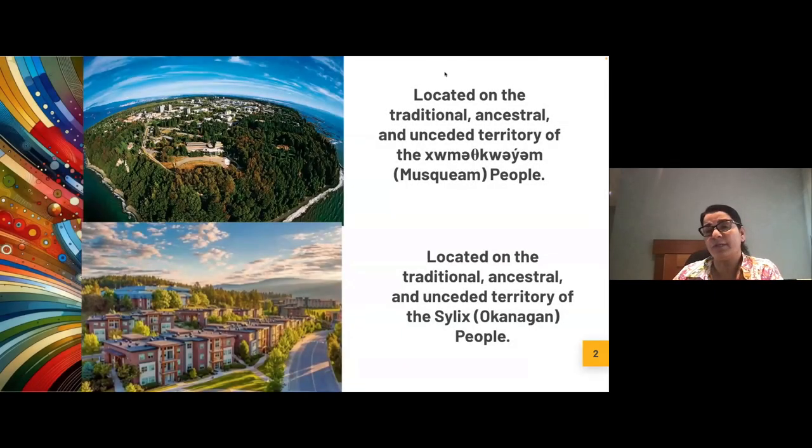So I would like to first acknowledge that UBC has different sites. We are going to acknowledge the two main campuses. The first one, UBC Vancouver, which is located on the traditional, ancestral, and unceded territory of the Musqueam people. And UBC Okanagan, which is located on the traditional, ancestral, and unceded territory of the Salish people.